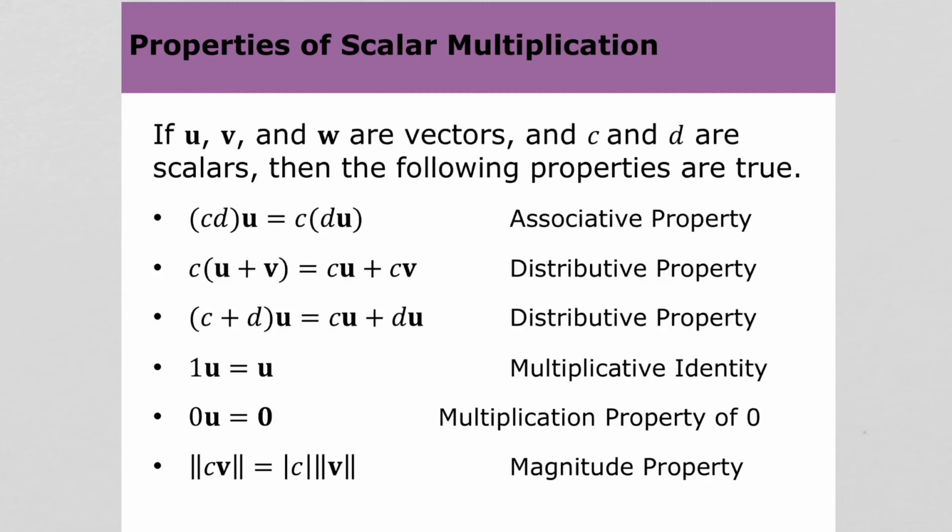And the magnitude property, if you're finding the magnitude of cv, that's the same thing as the absolute value of your scalar times the magnitude of v. And we'll go forward in a new video.